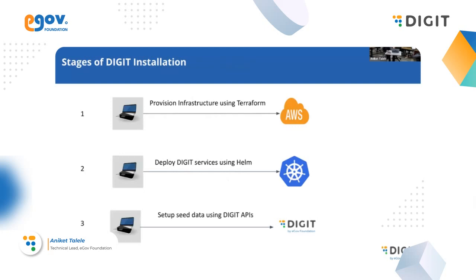So these are, as I explained, the three stages of Digit installation. In the first stage, from your local machine, you will run the Terraform script and create the infrastructure on AWS. For that, you will need an AWS account and you need to set the credentials on your terminal. Then once you run the Terraform scripts, it will provision the infrastructure for you and give you the relevant details. Is it not audible for others as well?